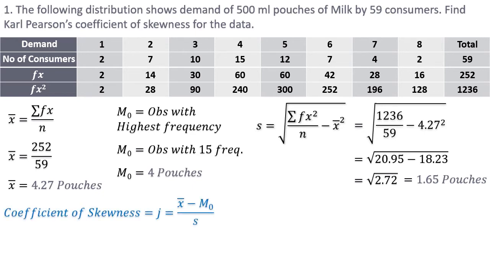Next, I need to calculate the coefficient of skewness, J, which is x bar minus mode upon standard deviation. 4.27 minus 4 upon 1.65, that is 0.27 upon 1.65, that is 0.16. So my dear students, your answer here is 0.16. Let's move on towards the next sum.